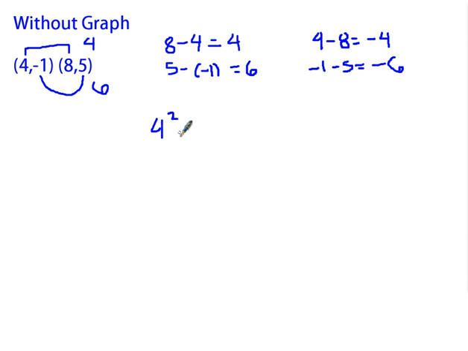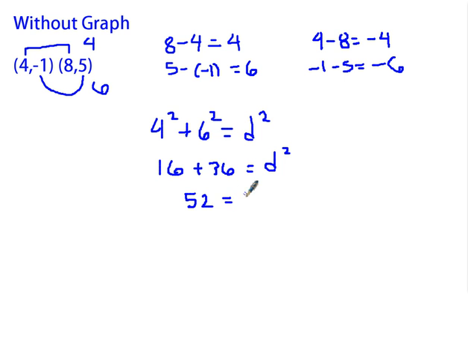4 squared plus 6 squared equals my distance squared. So 16 plus 36 is equal to my distance squared. So that becomes 52 is equal to my distance squared. So the square root of 52 is equal to my distance.